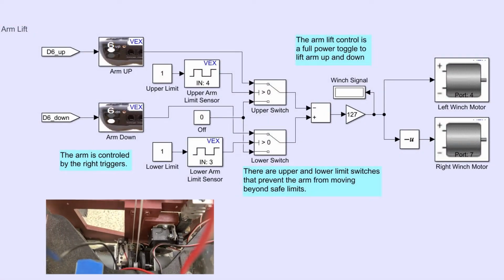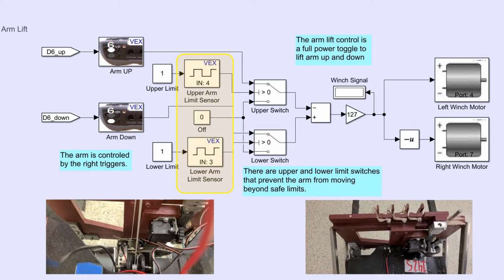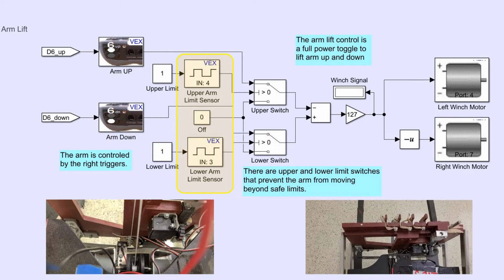The arm is a dual motor winch that is controlled by 2 digital triggers and 2 limit switches. The limits prevent driver errors and physical damage to the robot.